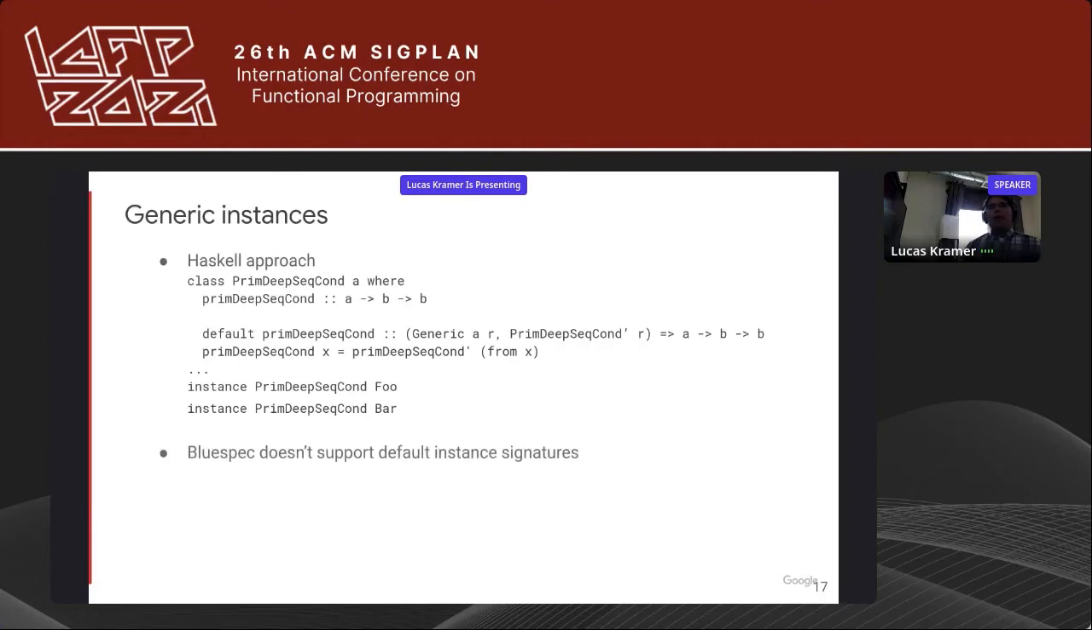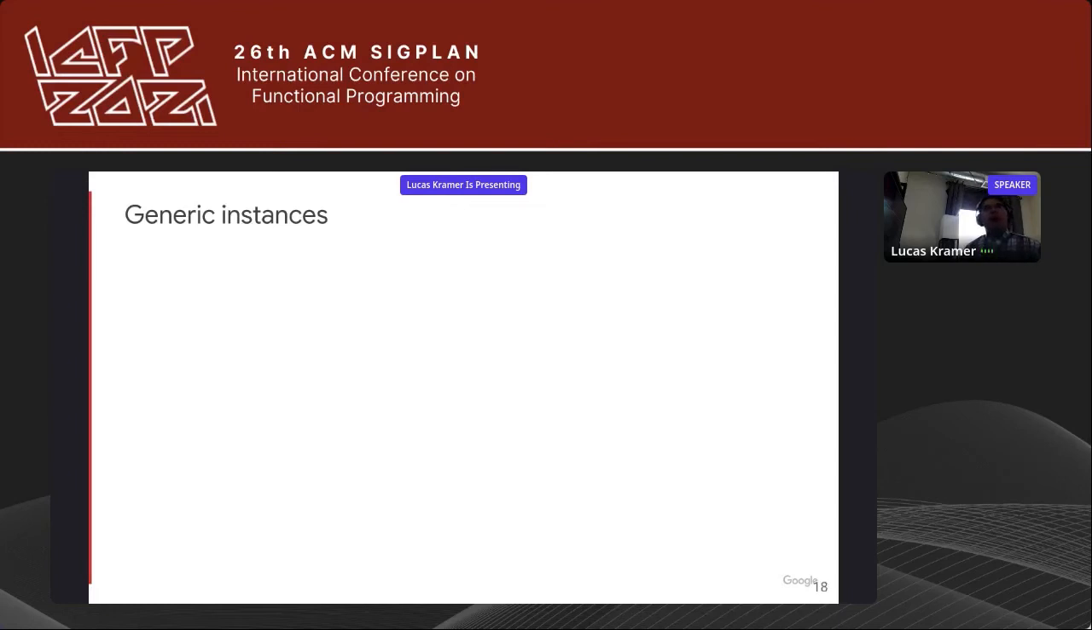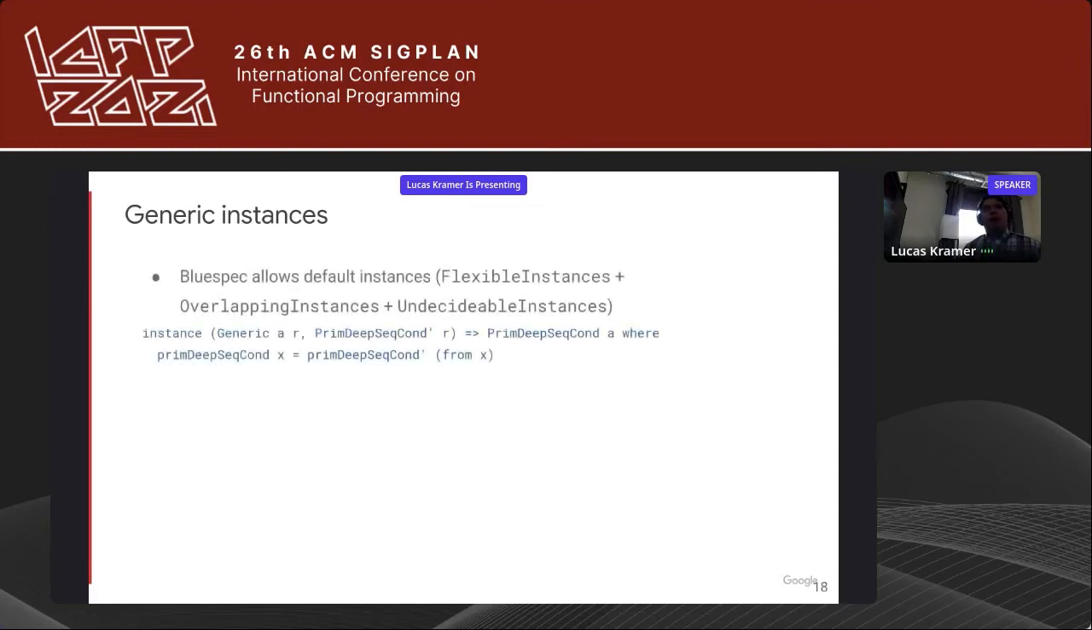prim_deep_seq_con. Unfortunately, this isn't an option in Bluespec. We don't have default instance signatures. And also the prim_deep_seq_con type class is something that's used internally in the compiler, and we'd like to avoid having to write, well, somehow still specify that there's an instance that exists for every type. So the alternative that we take in Bluespec, it basically allows what we refer to as default instances, which is basically a combination of the flexible instances, overlapping instances, and undecidable instances extensions in Haskell.